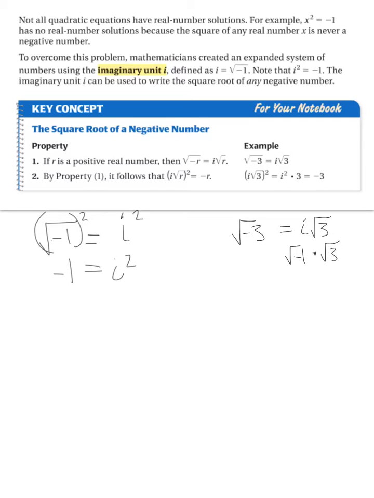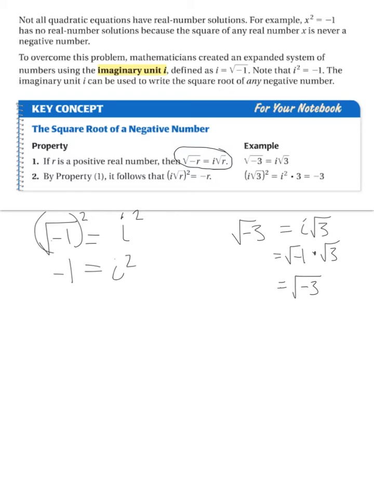And we know that from the section before, using our multiplication property, this would be the -3 in the radicand. So property 1 is just generalizing that by saying that if we have the square root of a negative number, then we can write that as i times the square root of the positive number.